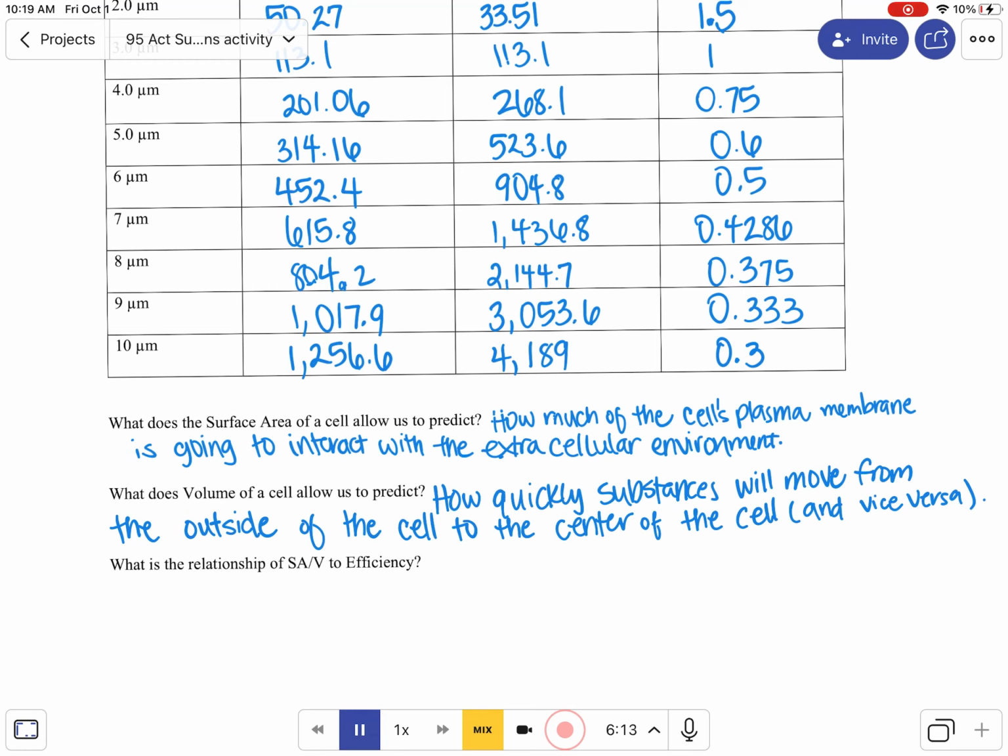So why is the surface area to volume ratio so important? It is because it allows us to predict how efficient a cell is going to be. And so there's a relationship. The higher the surface area to volume ratio, the more efficient it is. And if you take a look at the table with the numbers you've written down, try to see if you can identify which cell has the highest surface area to volume ratio.